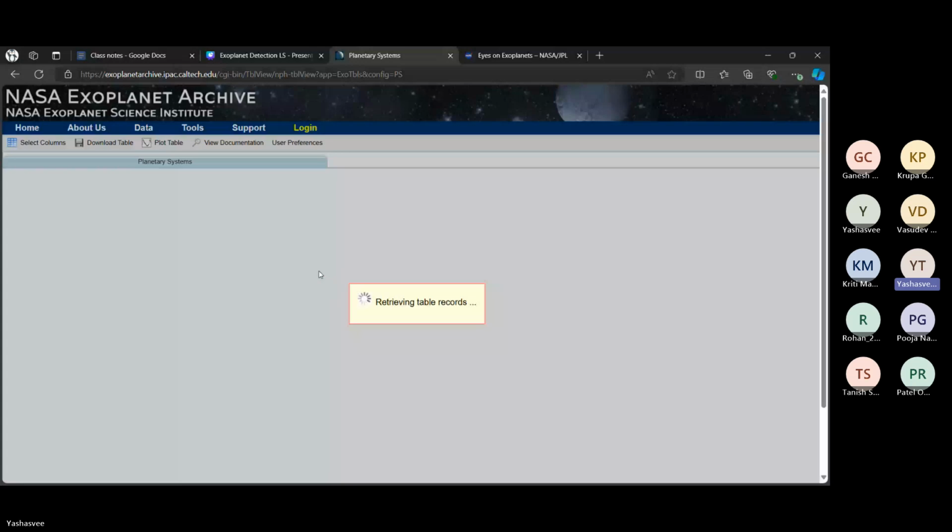The internet seems to be a bit slow. Let's wait for just 2 to 3 seconds. If it doesn't come up, then we'll just move ahead.